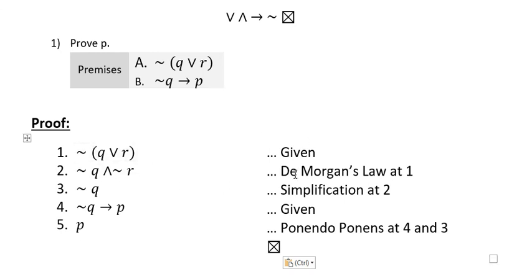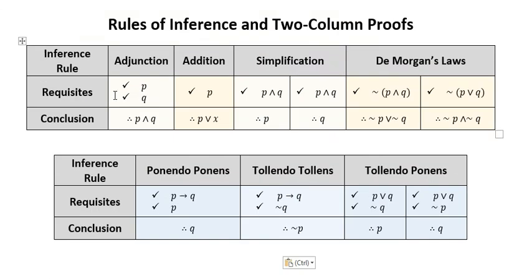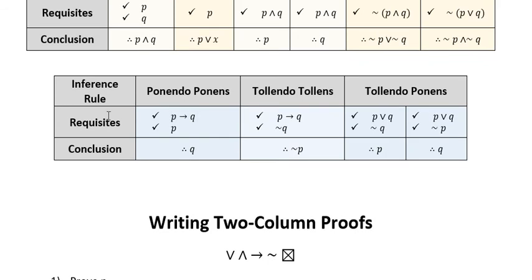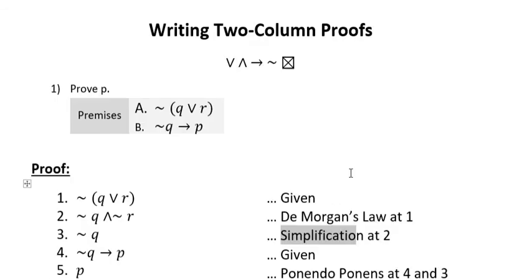You work with steps, you work with either given to explain that you have a premise, or you quote any of the inference rules that you need to use, and you explain on which steps you know that the requisites are fulfilled, so that you can actually use the rule of inference. You can only use the rules when you fulfill the requisites. Remember that.